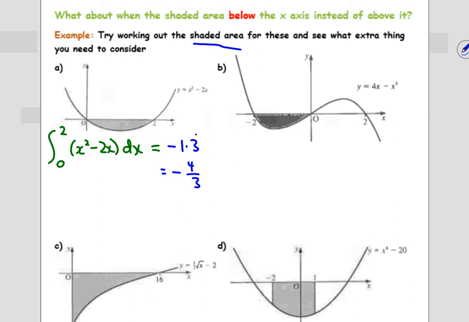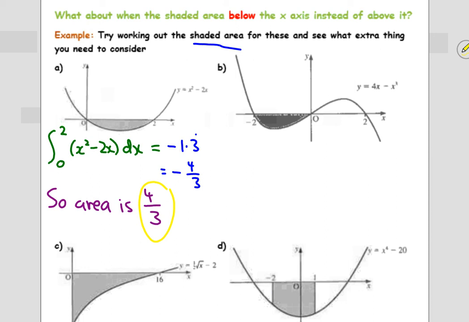So the area equals the positive answer. So area is positive 4/3. 1.3 recurring is fine too. If they just ask you to calculate this green thing, sometimes they just say find the answer to it, in which case the negative is what they want. But if they're asking what the area is, like the area that's been shaded, the area has to be positive. Are we going to put unit squared? Yeah, you can write unit squared if you want, that's fine.